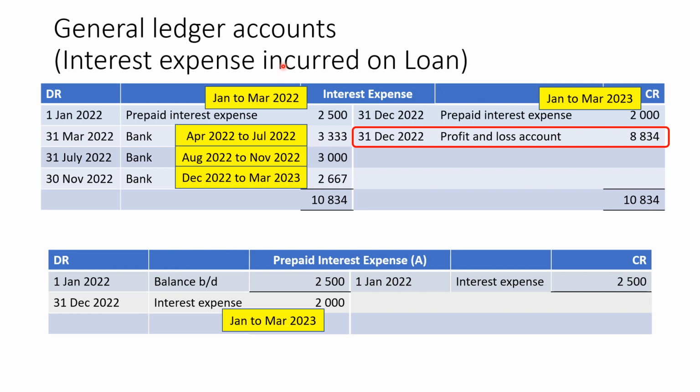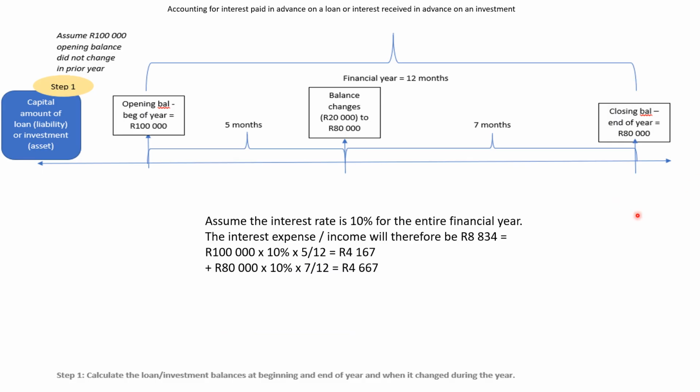And the amount then, the difference between the debits and the credits, gives me the amount of the interest expense for the period that will go to the profit and loss account. And that is the same amount that we worked out earlier on. That's the 8834 interest expense.